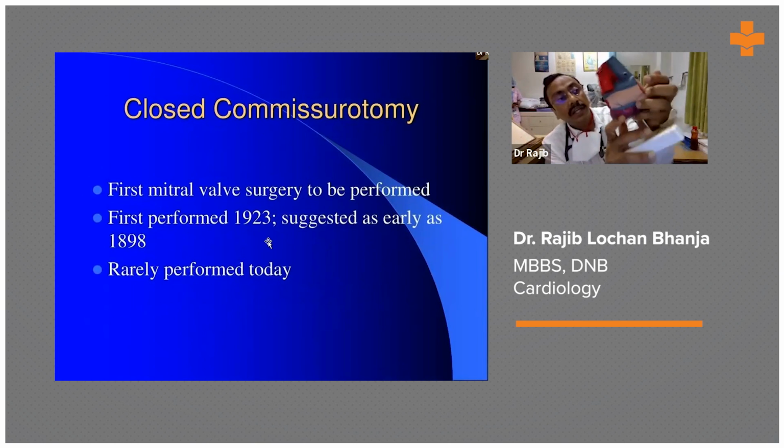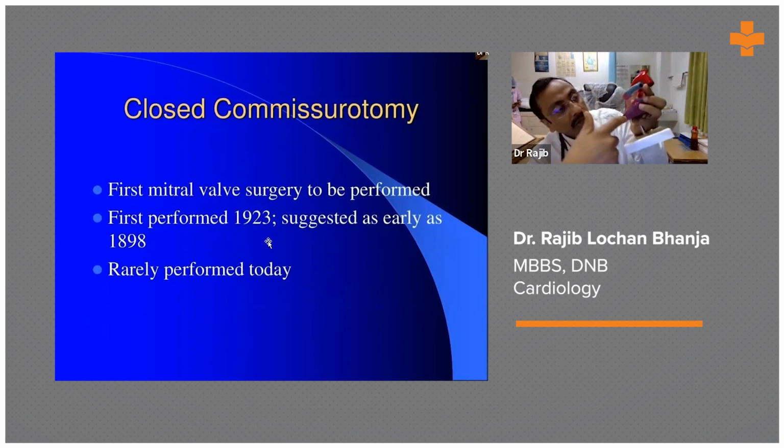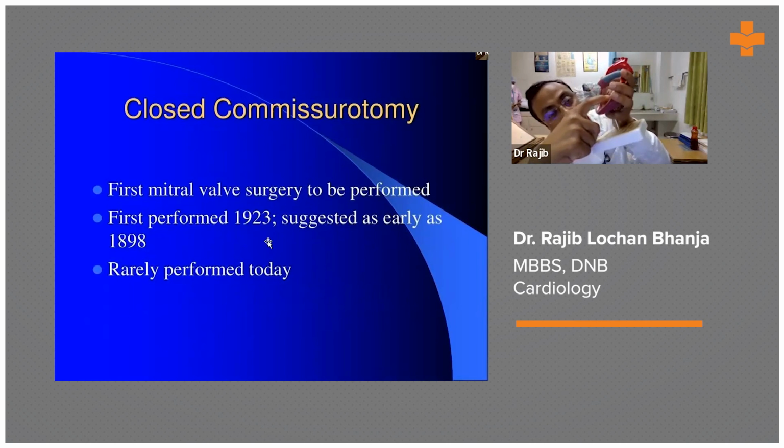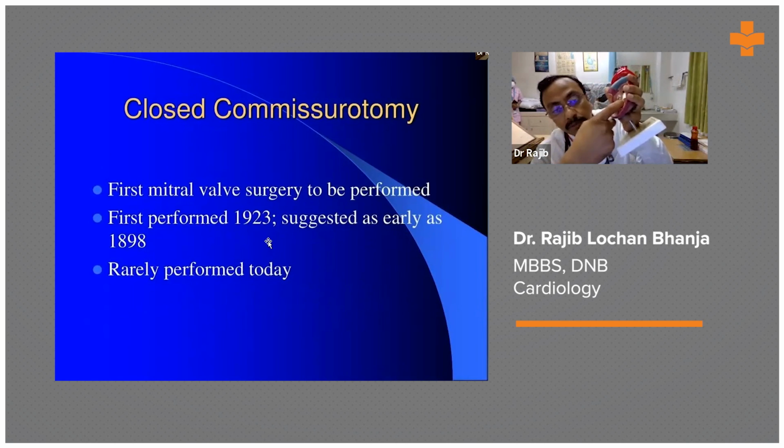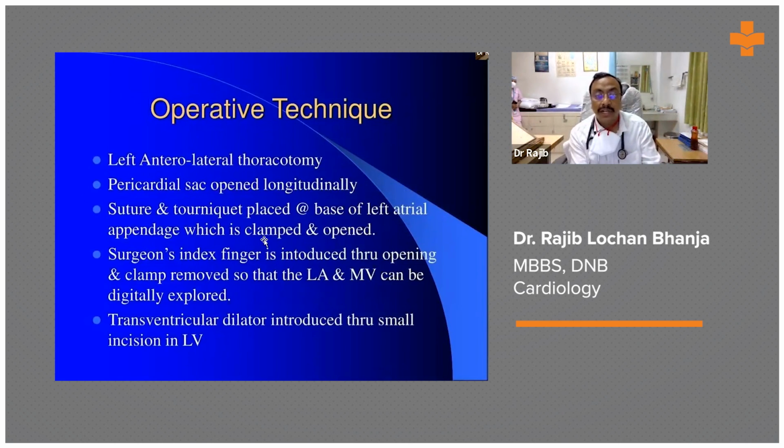If you see, this is the mitral valve. So what happens? They come through the lateral thoracotomy and enter through the LA to the LV. By finger, they will dilate the mitral valve. This is closed commissurotomy. Left anterolateral thoracotomy, pericardial sac opened longitudinally, suture and tourniquet placed. Surgeon's index finger is introduced through the opening after the clamp is removed so that the LA and mitral valve can be digitally explored. A transventricular dilator is introduced through a small incision.